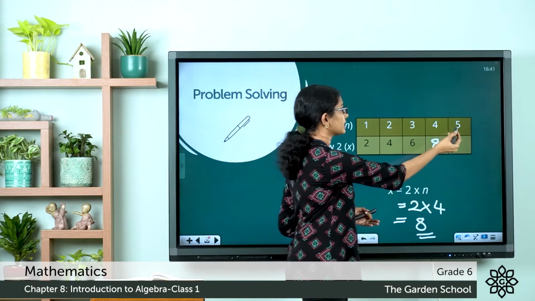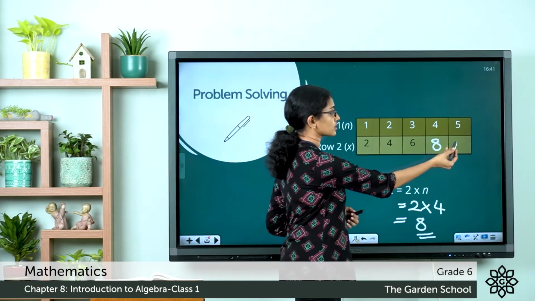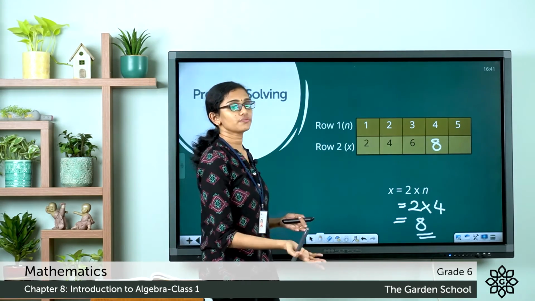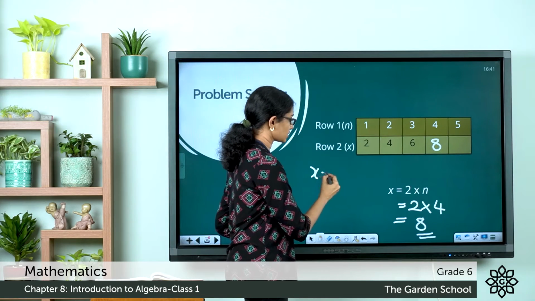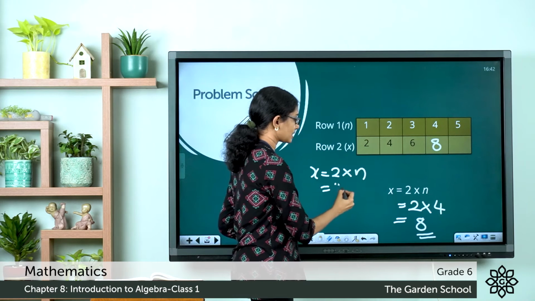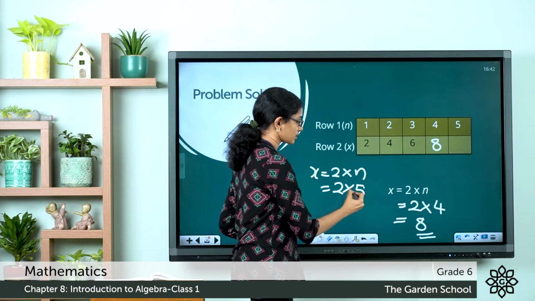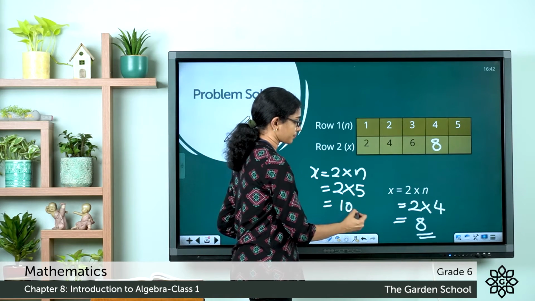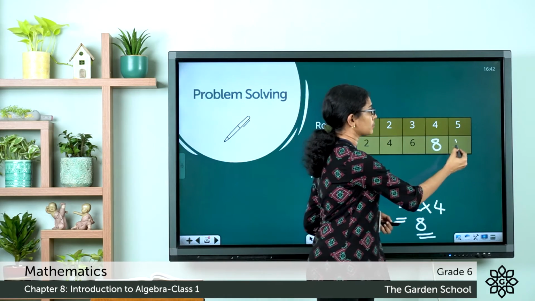Now what if n is 5? The number that should come here will be 2 times 5. That is x is equal to 2 times n. Here n is equal to 5. So let's substitute the value here. This will be equal to 10. So here the number will be 10.